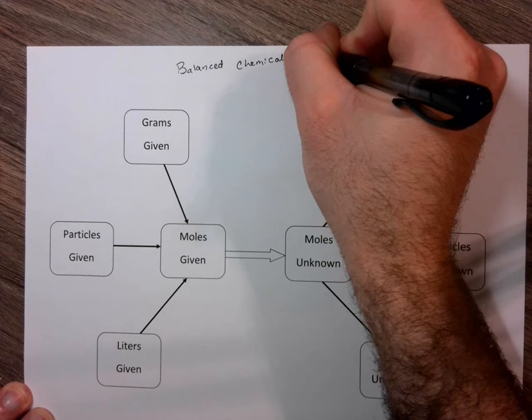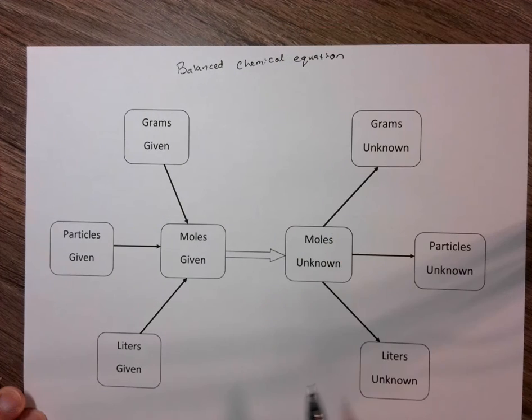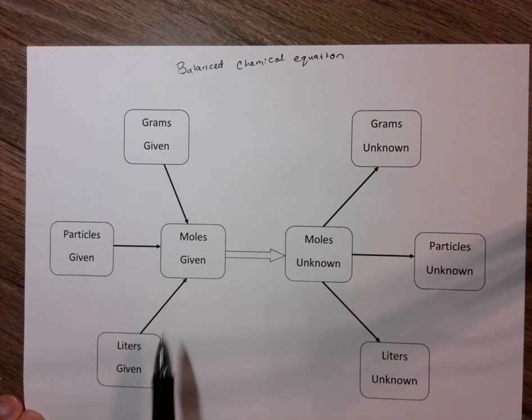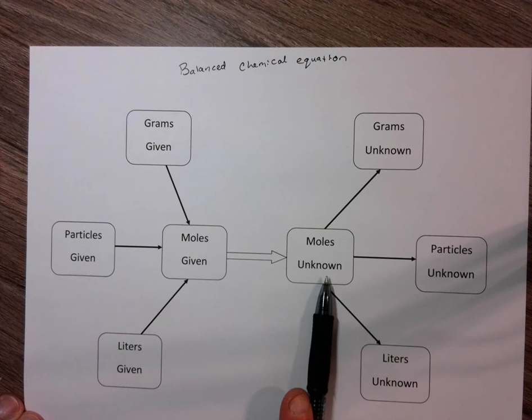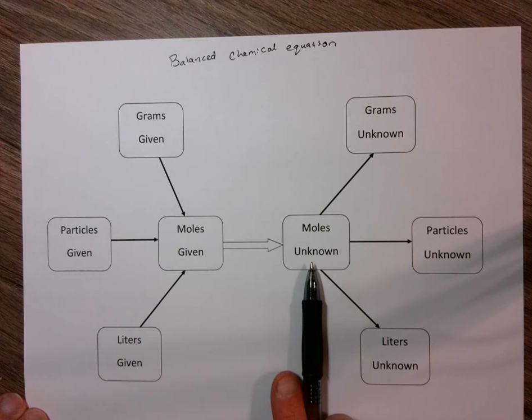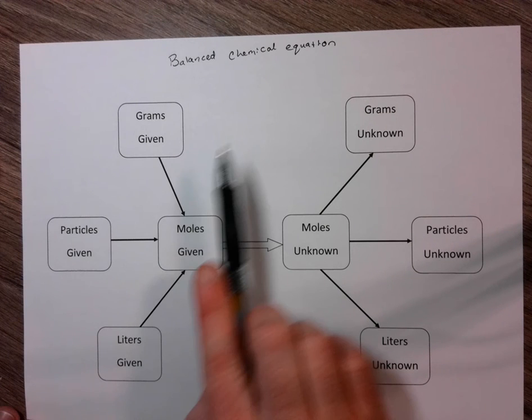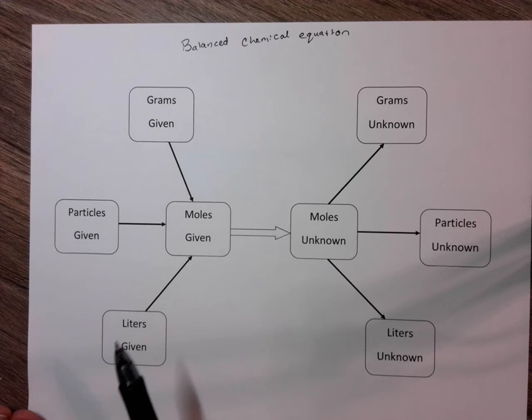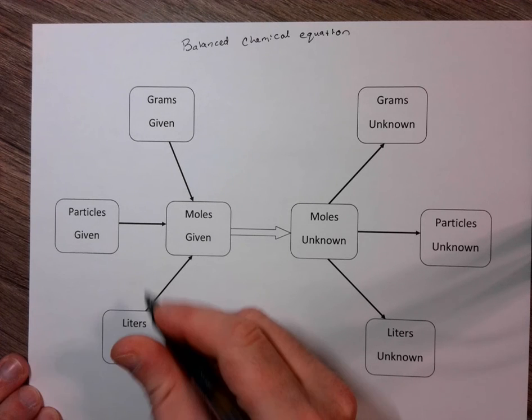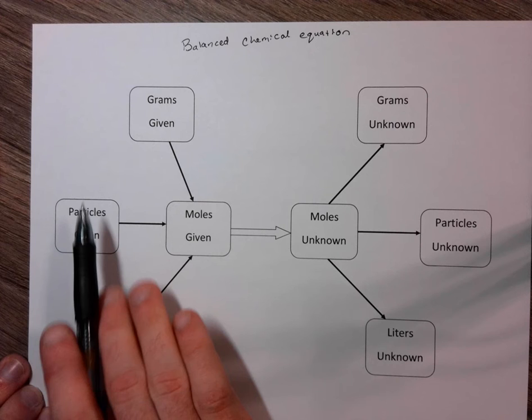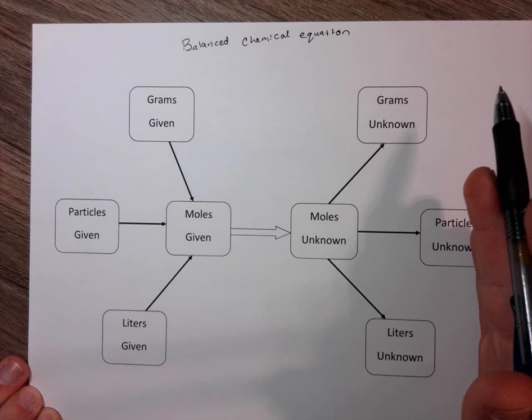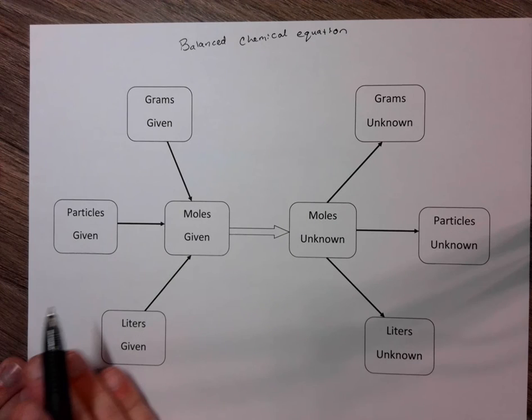The reason for that is because in order to figure out moles of one to moles of the other, I've got to have coefficients from that balanced equation to work with. So I'm going to walk through each of these processes going from left to right, because that's really the way this whole process works. We start off with our given, we work to our unknown.